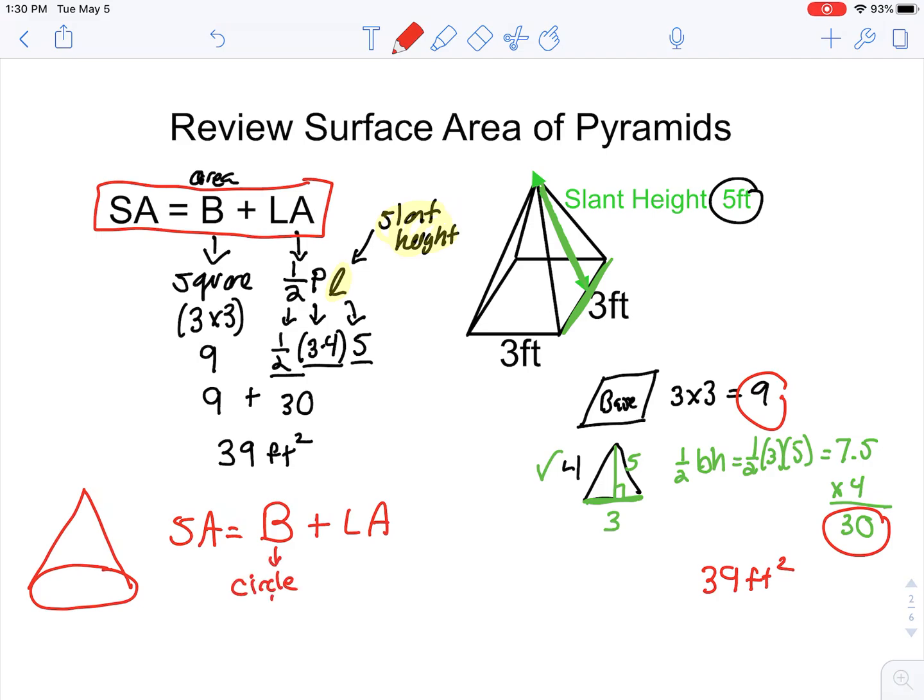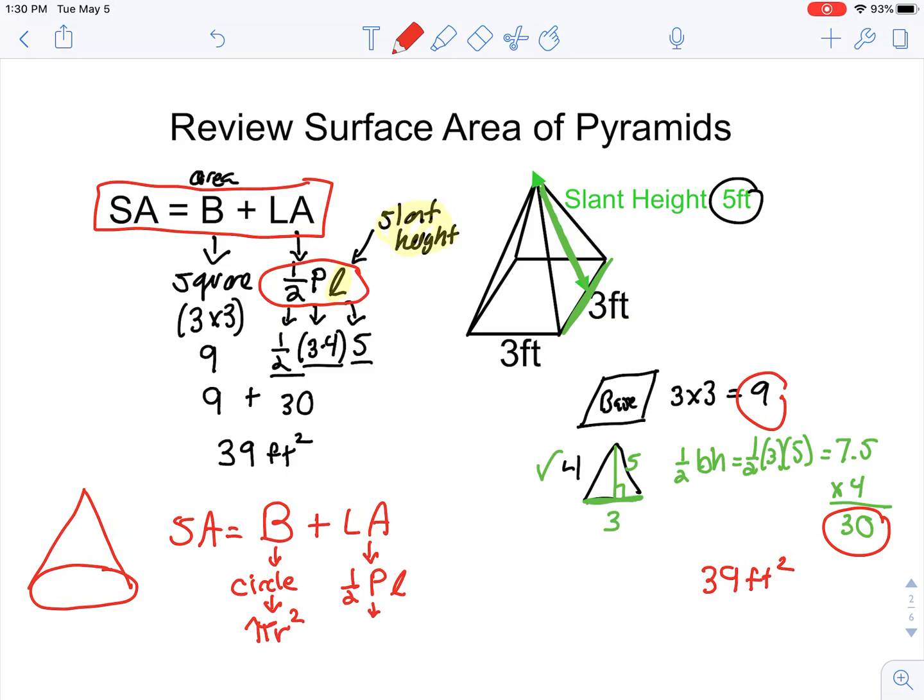because the base of a cone is a circle, we will have to start with the formula pi r squared, since that's the area of a circle. Now let's talk about lateral area. Lateral area, using the same formula from above, is 1/2 the perimeter times the slant height.